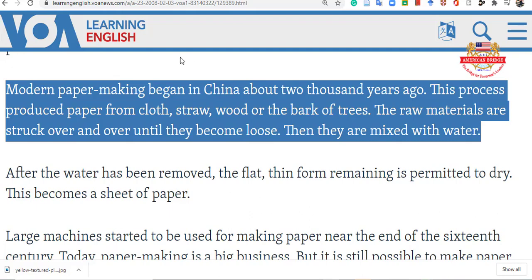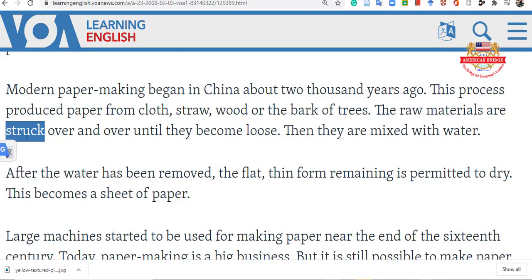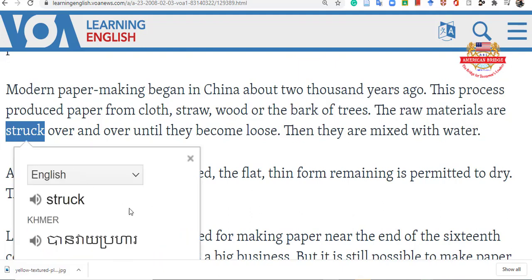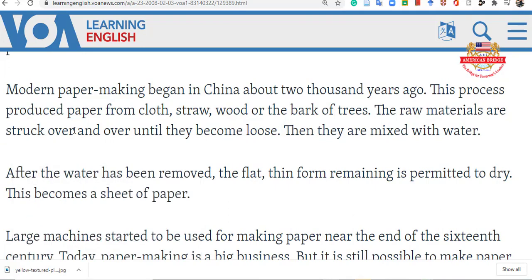So, struck means, in Khmer, វាប្រហាអញ្ចឹងបើសិនជា raw material វាប្រហាទៅវិញទៅមកមានន័យថាត្រឡប់ចុះត្រឡប់ឡើង, so until they become loose.